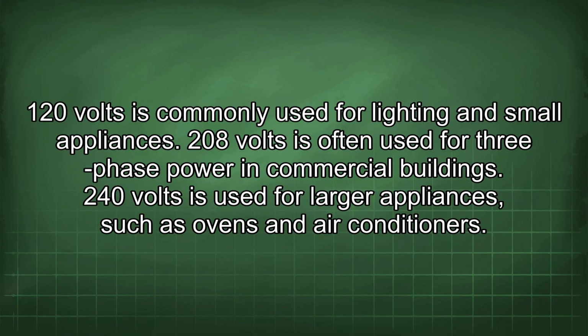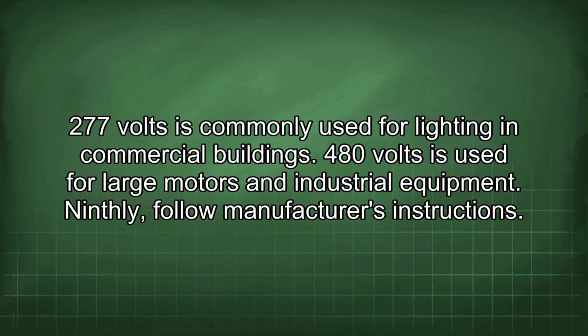120 volts is commonly used for lighting and small appliances. 208 volts is often used for three-phase power in commercial buildings. 240 volts is used for larger appliances, such as ovens and air conditioners. 277 volts is commonly used for lighting in commercial buildings. 480 volts is used for large motors and industrial equipment.